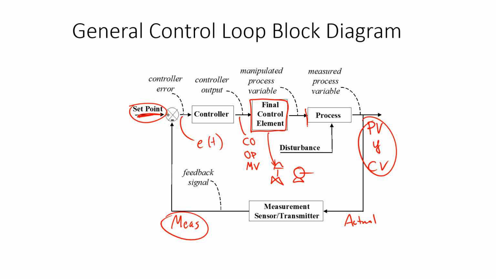Okay, and then this represents our process. And you may have a disturbance that comes into your process. We sometimes write it coming into the process, other times we just write it coming after the process. Okay, but this is a basic control loop block diagram.